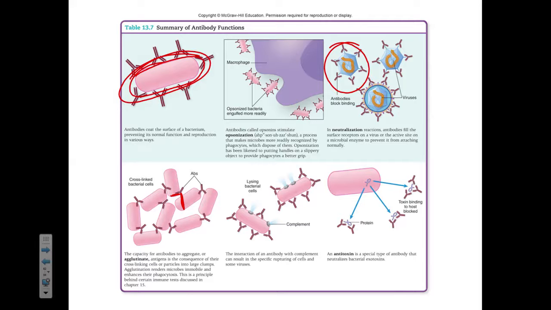We can have antibodies bind to a bacteria and initiate the complement cascade. Recall, the complement cascade is part of our second line of defense. It's a generic mechanism that perforates the cell envelope. Or we can have antibodies bind to and neutralize proteins that are secreted.